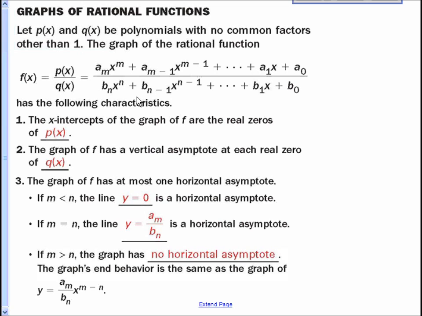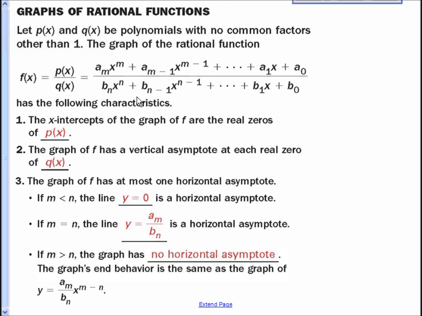So a rational function, here's your formal definition, where you've got p of x over q of x, where p of x and q of x are polynomials as shown there with those expressions. Now what we're going to take a look at is our vertical and horizontal asymptotes. You may want to pause this for a minute and write this down because we're going to come back to this as we progress through our examples.